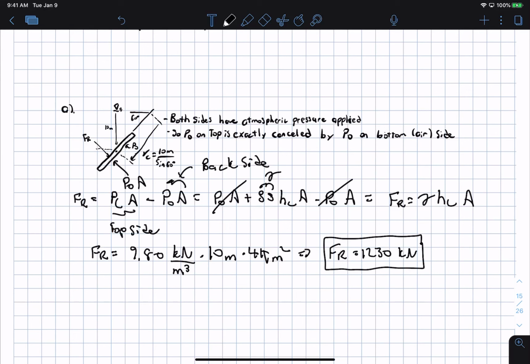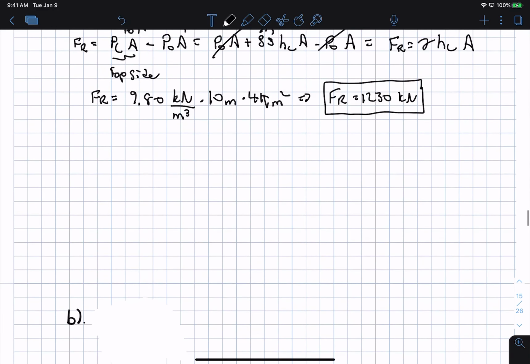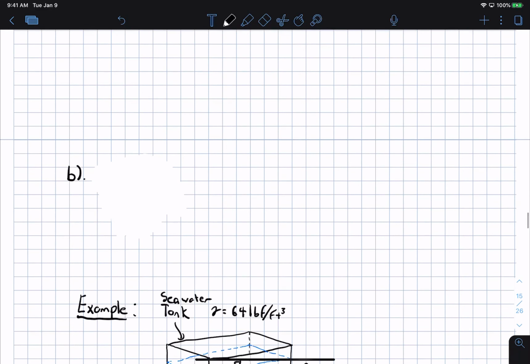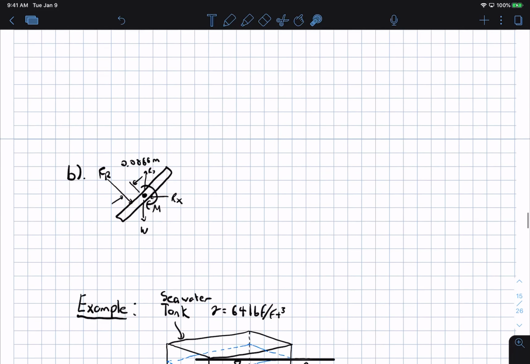So now for part B, we are asked to find what moment it would take to open that gate. Okay? So to do that, we know the resultant force that is pushing on the gate.